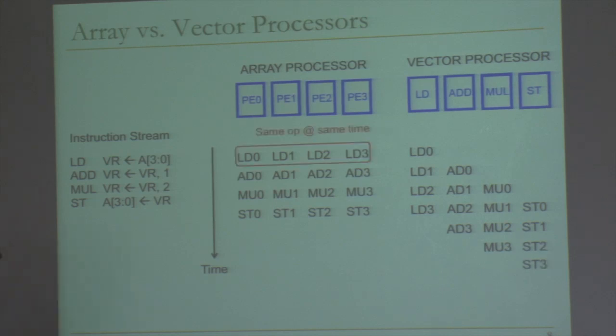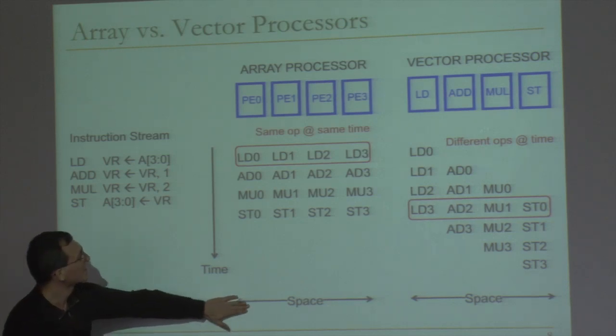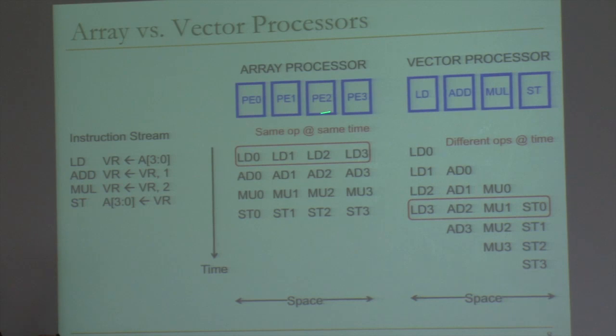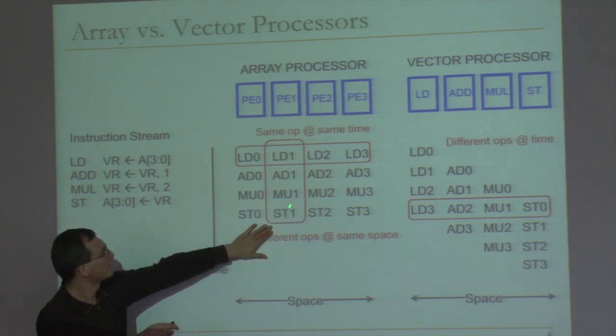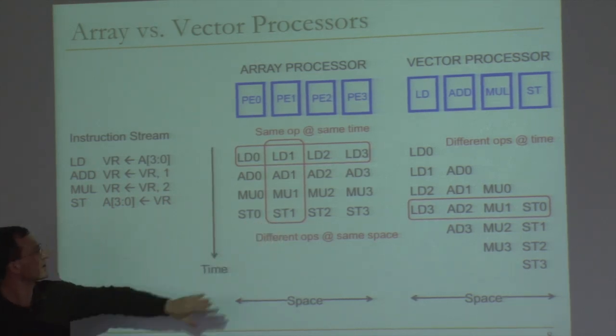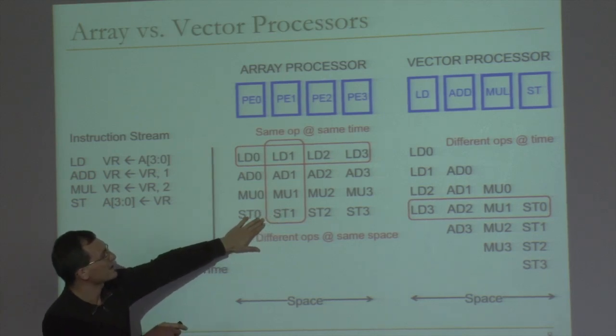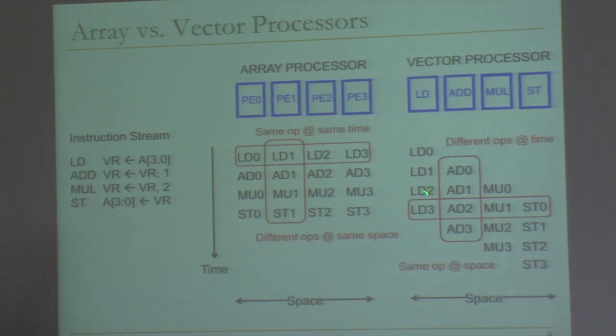Does that make sense? So if you look at this, in an array processor, the same operation is executed at the same time. In a vector processor, you see different operations executed at the same time. That's the time-space duality. If you look at space, basically this is what the space looks like in an array processor, right? You have different operations in the same time. Space meaning the processing element, which means that the different processing elements need to be capable of doing all of the operations. Now you can physically implement it in a different way, but you do need to support this. Whereas here, you always do the same operation in the same space.